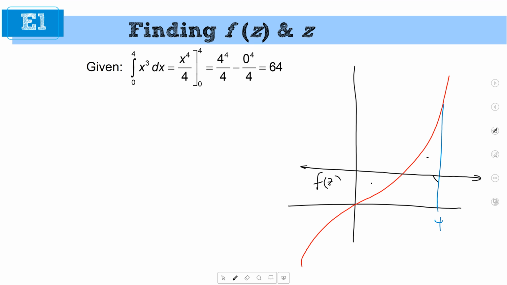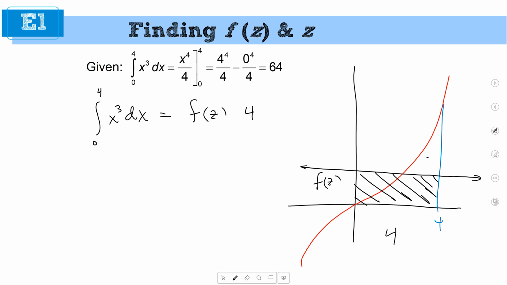This rectangle is 4 times f of z. The area under the curve has to be the same value. So the integral from 0 to 4 of x cubed dx has to be equal to f of z times 4.